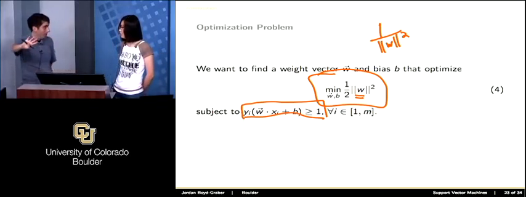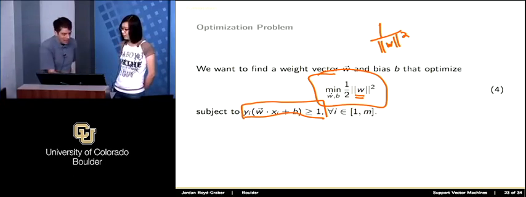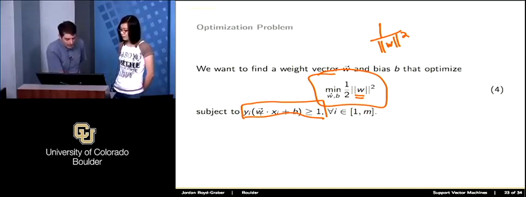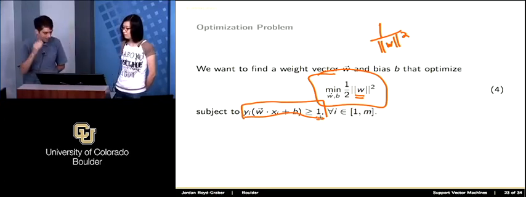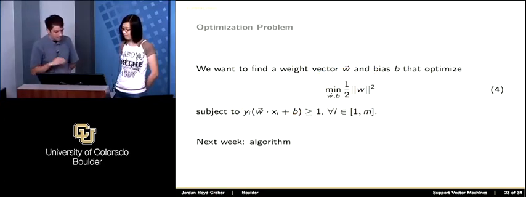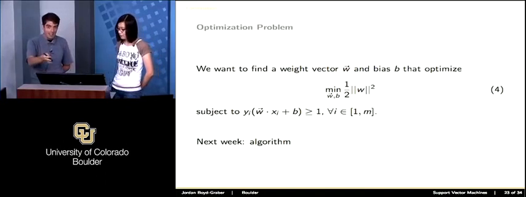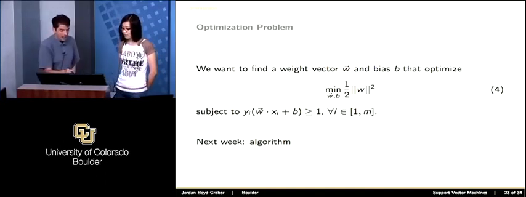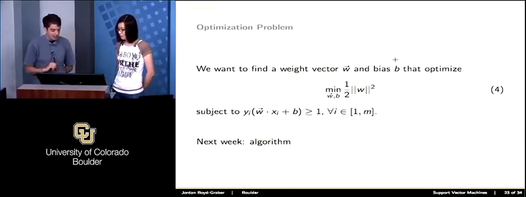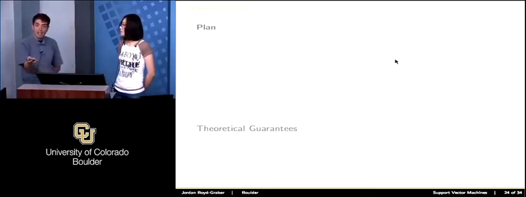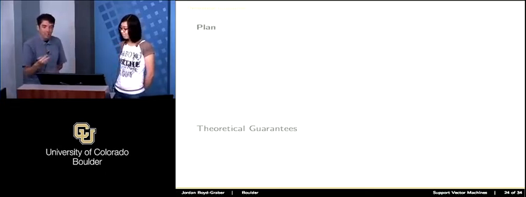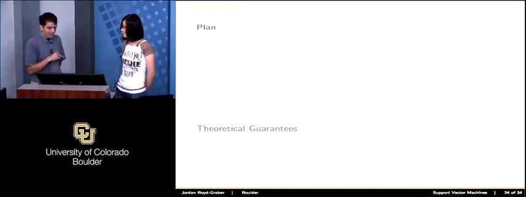So we don't want any errors whatsoever, on our training set at least. And for all of the points, we want them to be on the margin, on the marginal hyperplane. Okay, so next time we'll talk about the algorithm on how you find this. But in the meantime, let's talk about the theoretical guarantees of this algorithm.